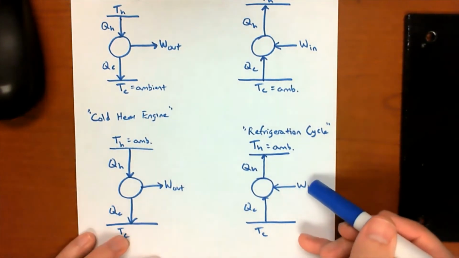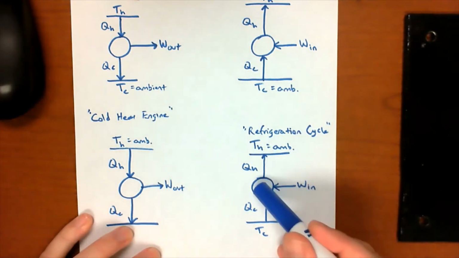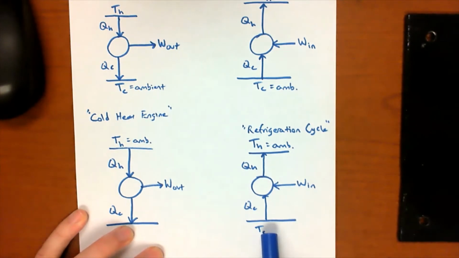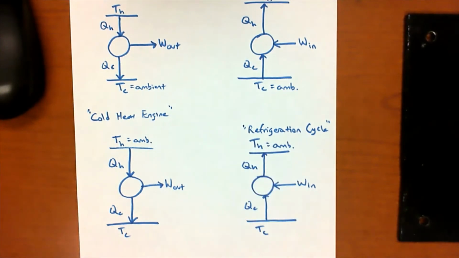We have to provide work to drive that compressor of the refrigeration cycle or of the air conditioner. And as a result of that work being put into it, you are pumping the heat from a cold temperature reservoir to the ambient high temperature reservoir.